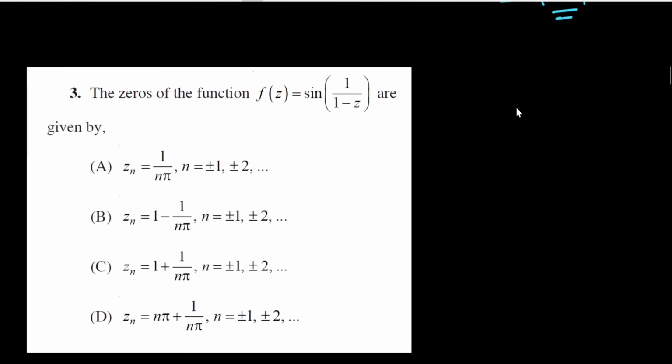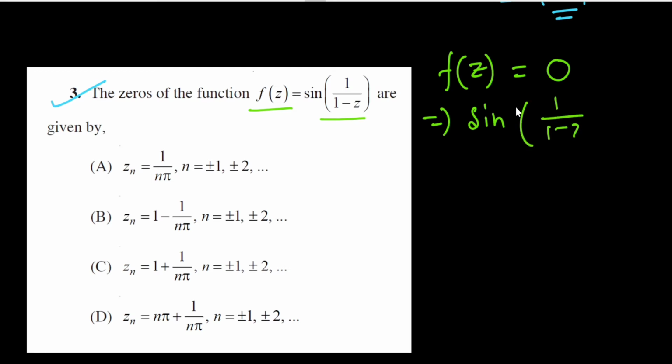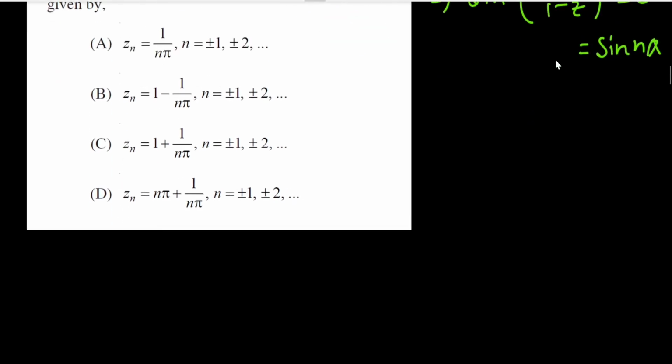Now question number 3. The question number 3 says that the zeros of the function f(z) equal to this. We have to find the zeros of this. Now we have to find the zeros such that f(z) equals 0. So this implies sine of 1 by (1 minus z) equals 0, and this is equal to sine of n pi, the general solution.